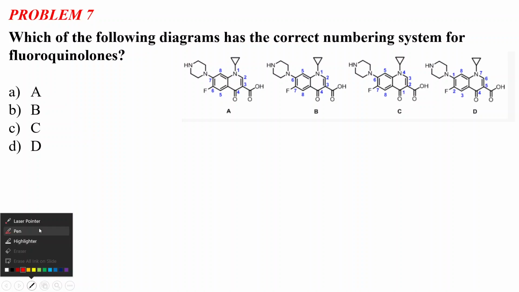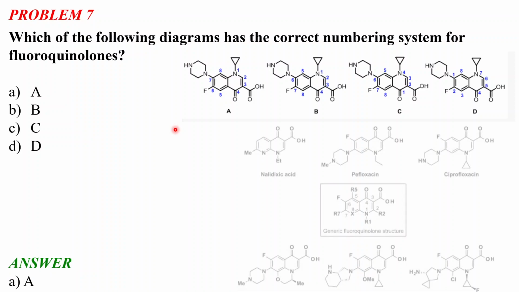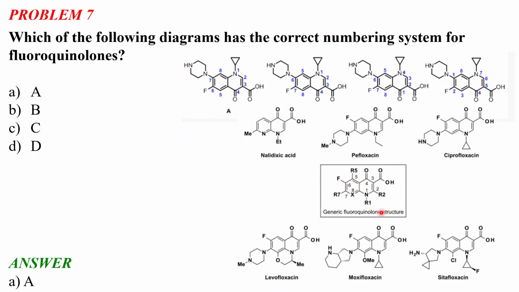Okay, so the correct answer is A. If you look at the structures carefully, this is the generic fluoroquinolone structure. The basic structure is this one, with a bicyclic unit. This is the quinolone structure where we have this nitrogen, and the numbering starts from the nitrogen itself. It goes 1, 2, 3 and 4, and the junctions are not counted. Then we go here, 5, 6, 7 and 8. Everything goes from one side, and it starts from the nitrogen of the quinolone ring itself.